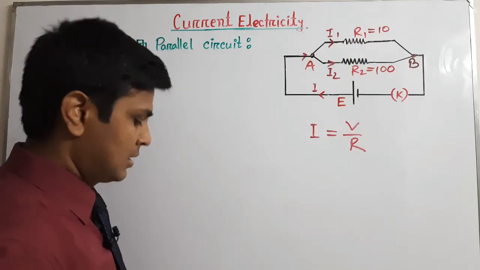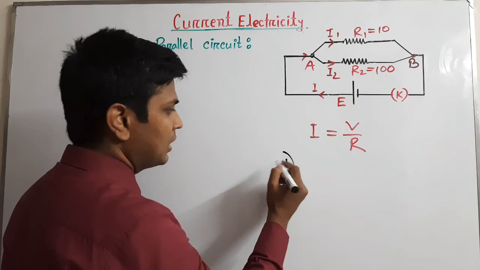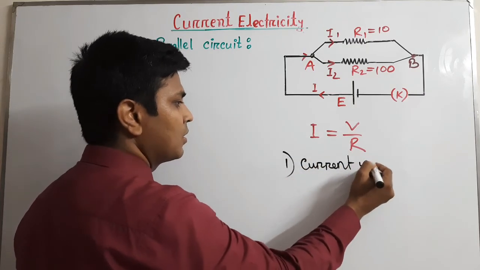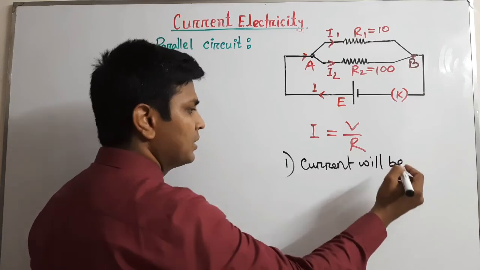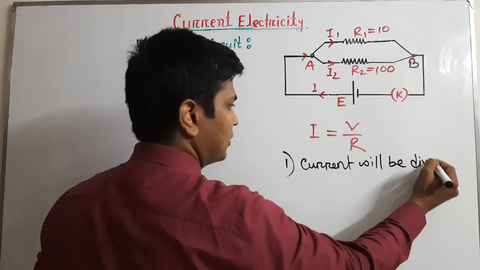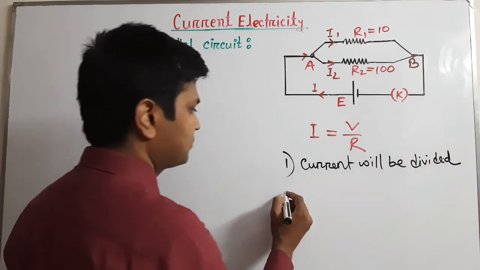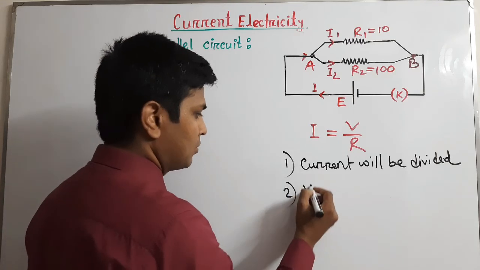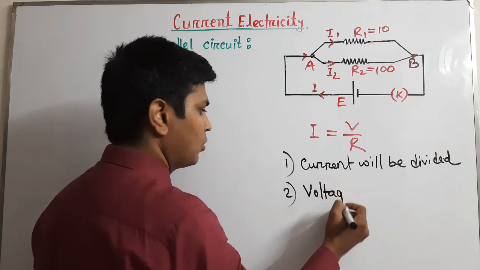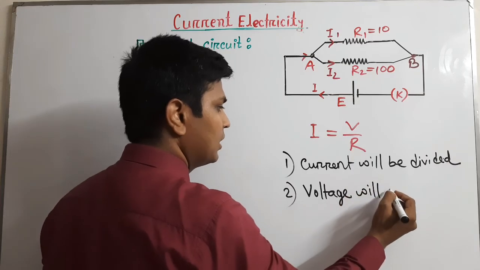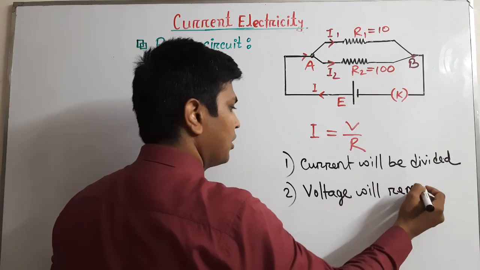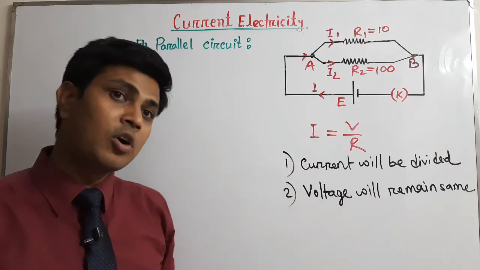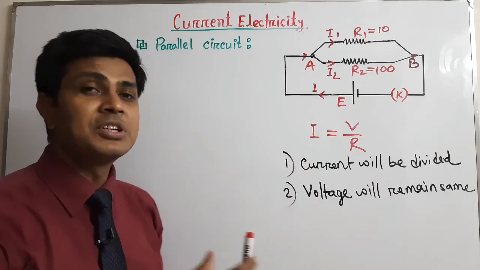So we can say here, in a parallel circuit, current will be divided, but potential difference will remain the same. Voltage will remain the same. And this parallel circuit is more convenient, because this parallel circuit is used in our house.